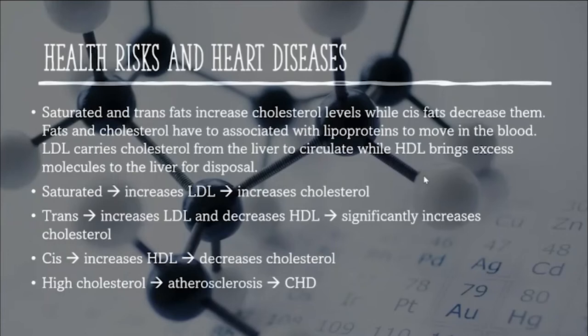So saturated fats will increase the amount of LDLs and therefore increase cholesterol. Trans fats also increase LDLs, but they also decrease the amount of HDLs, so they significantly increase cholesterol. So these are the ones that are the worst for you. Cis fats are generally considered good because they increase the amount of HDLs while lowering the amount of cholesterol in your blood.